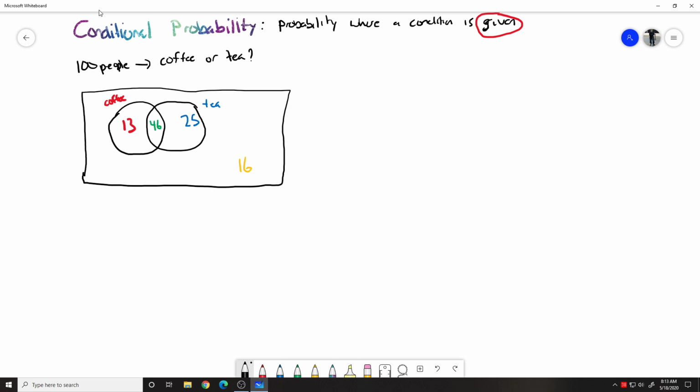Okay, so let's ask some questions now. Let's start with question A. In all these questions, remember, we're choosing one person at random from the survey and asking these probability questions. Okay, so find the probability.